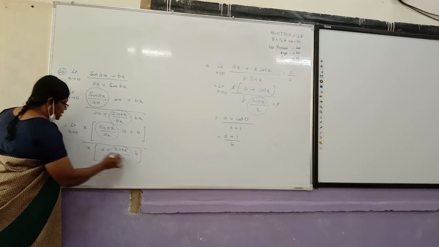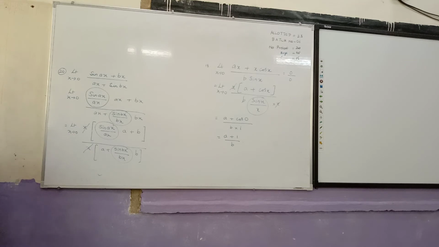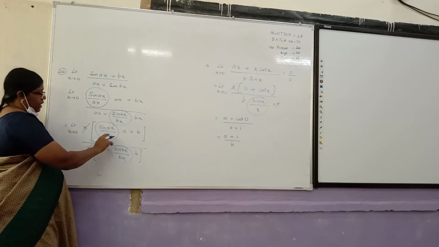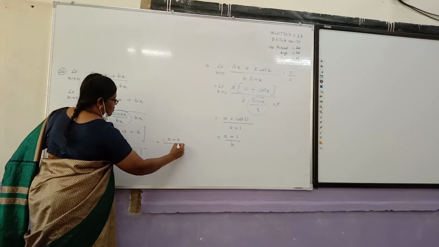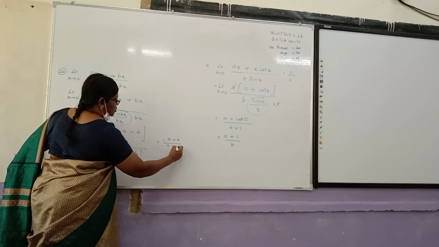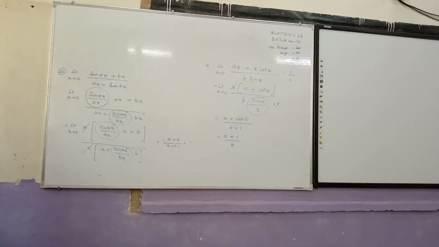Okay, now cancel this x. Now you apply the limit. What do I get? This becomes 1. So I have 1 into a plus b by a plus b into 1. So the answer is 1, since a plus b by a plus b is 1. Okay, clear now? This is how you have to do the method.